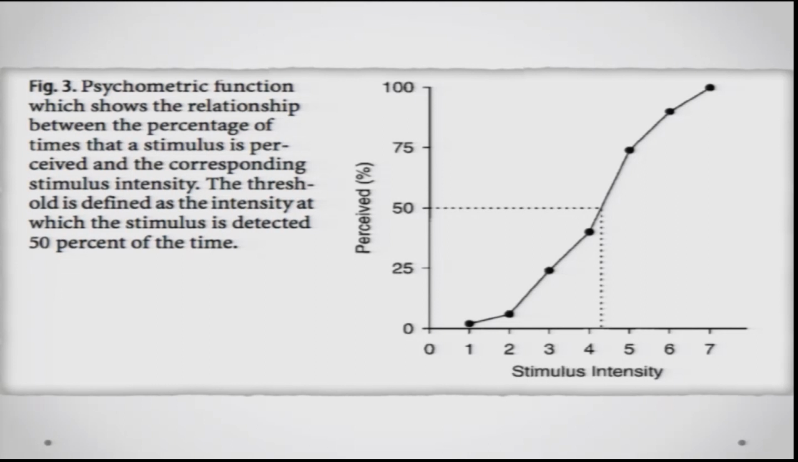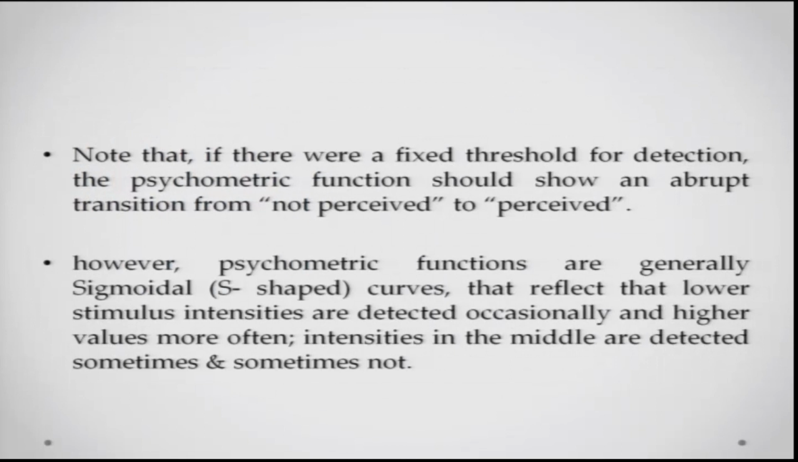You can see that the number of times the person perceived the stimulus increases above 50% at around 4, a bit more than 4. By around 7, the person is perceiving the stimulus almost 100% of the time. This is again one way of determining the point at which the person can always, 100%, perceive a particular stimulus. This is again one way of determining the absolute threshold.